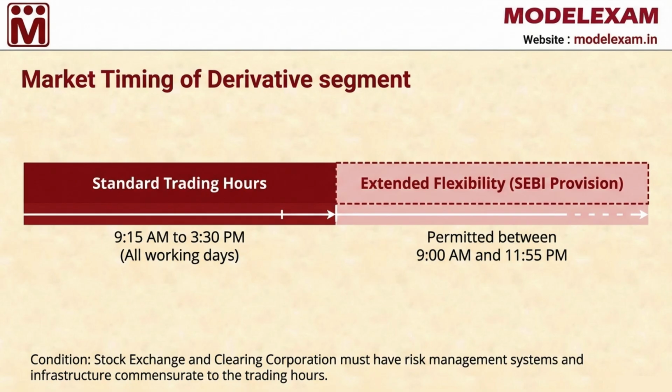If you are planning to trade, you must know when the market is open. Standard trading happens on all working days between 9:15 a.m. and 3:30 p.m. However, the stock exchange has the flexibility to set trading hours anywhere between 9 a.m. and 11:55 p.m., provided they have the right risk management systems and infrastructure in place.